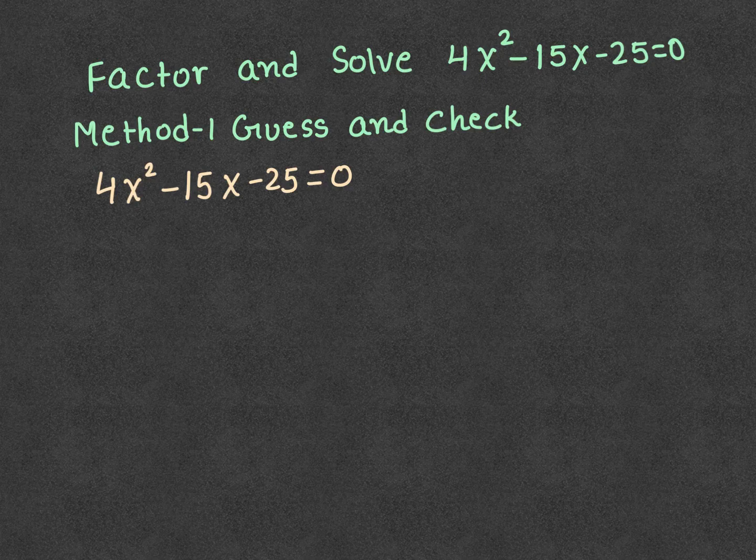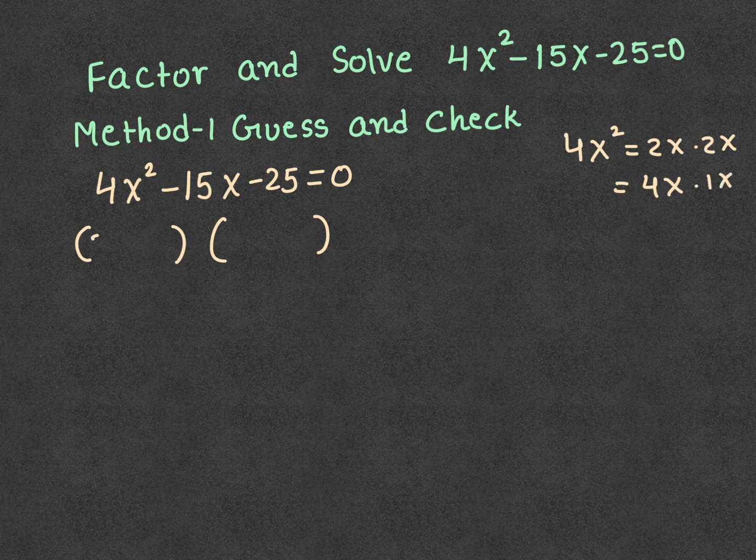Factor and solve for 4x squared minus 15x minus 25 equals 0. For the guess and check method, we are going to make sure that when we multiply these two numbers, they come up as 4x squared. So we need to factor 4x squared. Factors for 4x squared are either 2x times 2x or 4x times 1x. We choose here 2x times 2x, so the first term is 4x squared.